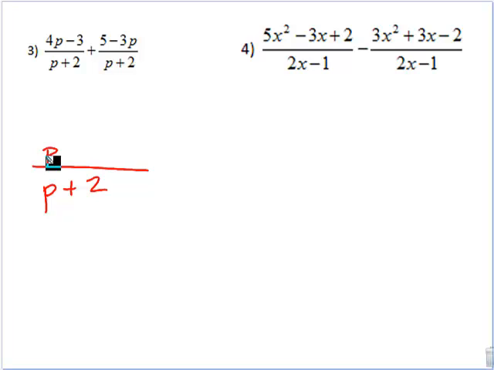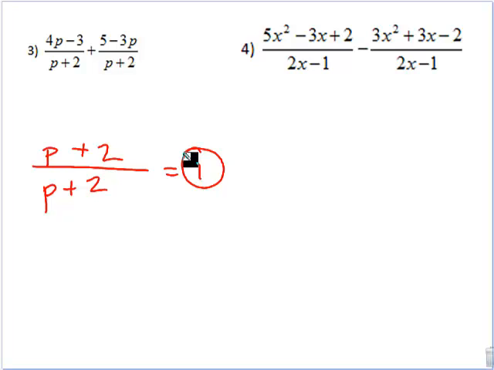Negative 3 plus 5, what does that give you? 2? So we get p plus 2. Yeah, so this equals p plus 2 over p plus 2, those are the same, so those would cancel. So the solution would just be 1. Is that one okay? Okay. Let's look at the next one.